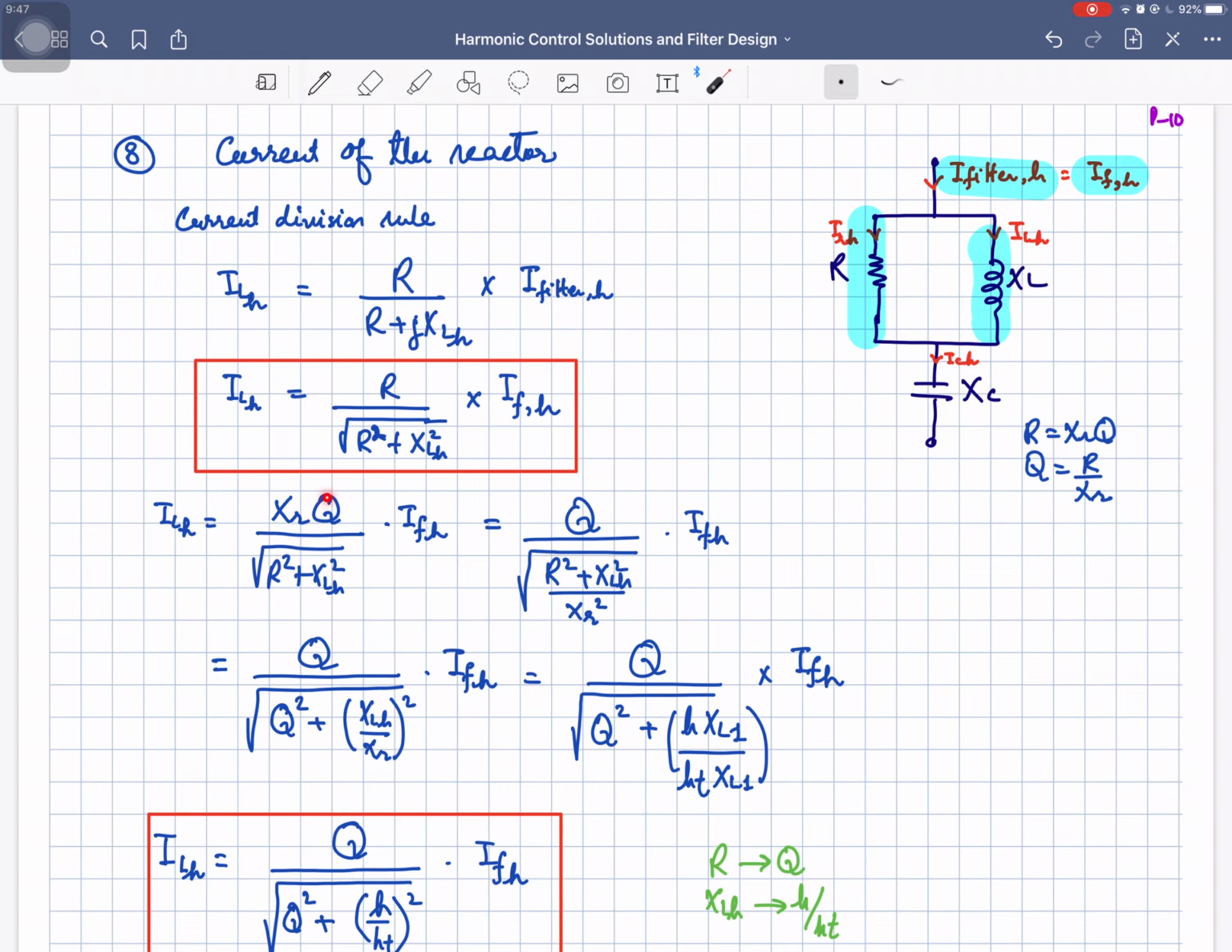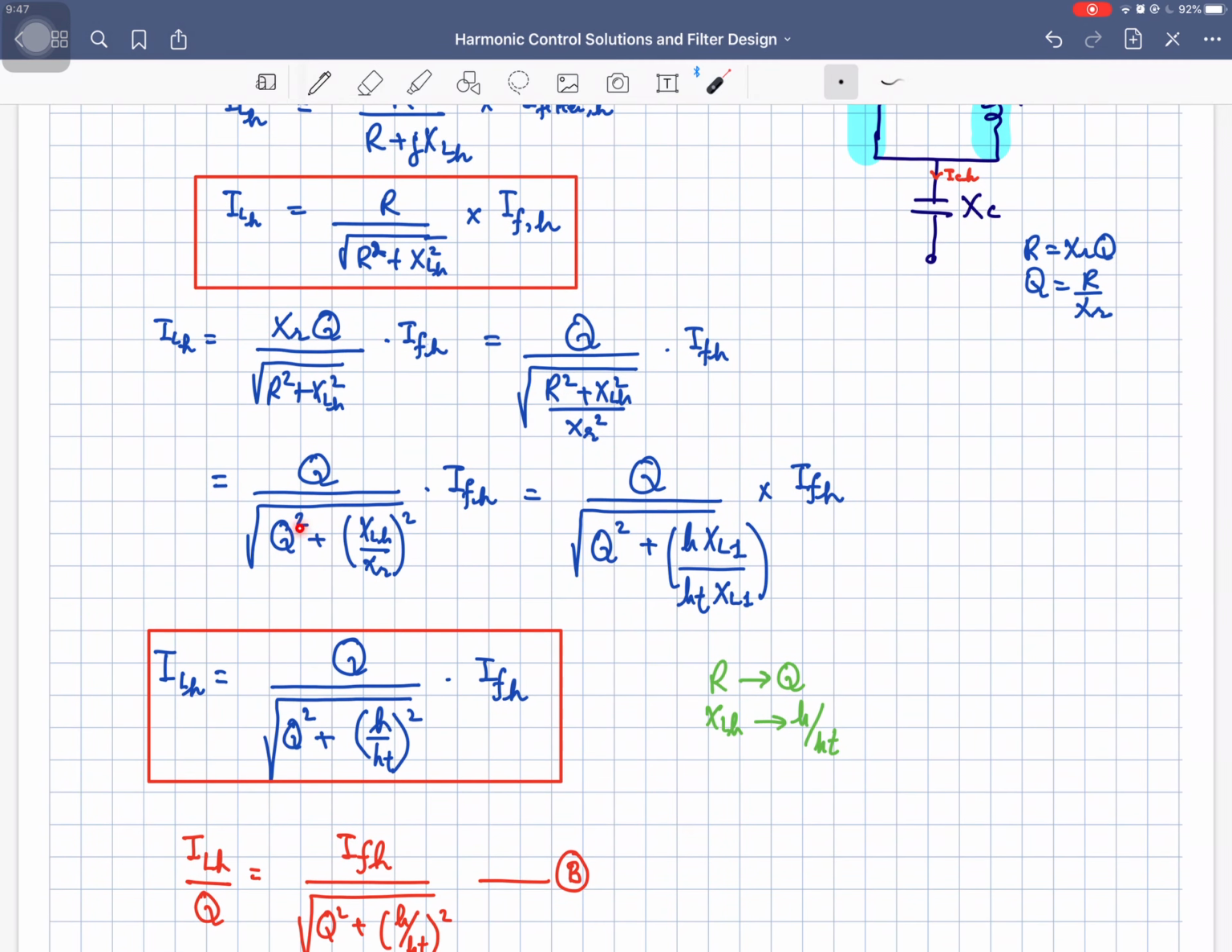This R can be replaced with this XRQ, and then rearranging this one, taking this XR over here and dividing this expression in two parts like this, R over XR, that will be the quality factor. So XL over XR square, and this XLH and XR in terms of the harmonic order will be that one. So XL1 and XL1 will be cancelled out. So you can represent your inductor current in terms of harmonic orders.